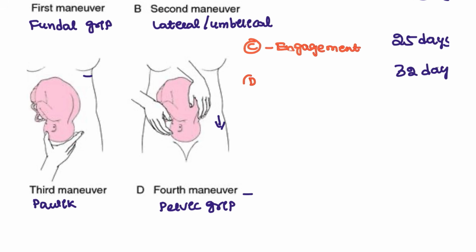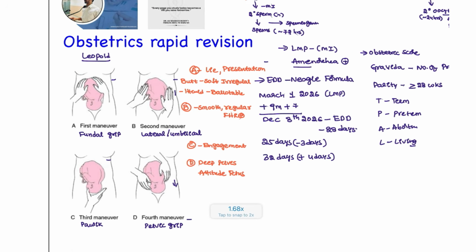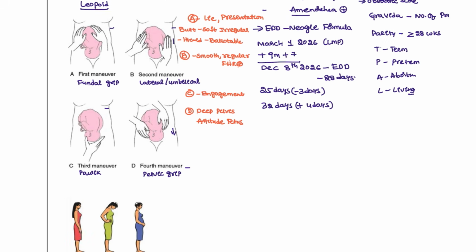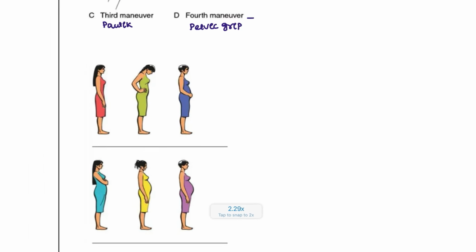And the fourth one, that is D, the pelvic grip, and this is going to check the deep pelvis and attitude of the baby, the attitude of the fetus that we are looking at. So these are the points that we have to take note of when we are taking the Leopold's maneuver into consideration.